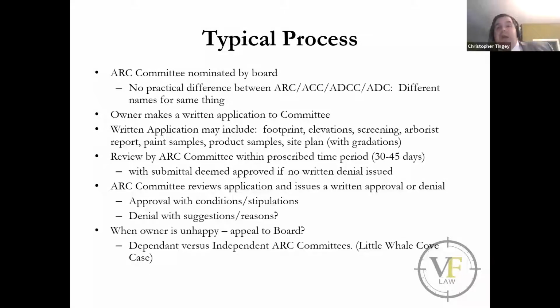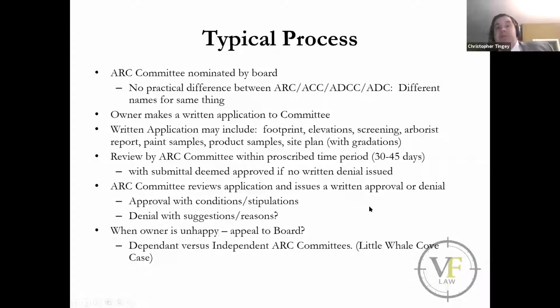But if you deny, you're always better off denying with some suggestions or reasons. Maybe it's we're denying because we don't think that it meets the aesthetic qualities of the community. The colors are too bright or too muted, whatever the case may be. The roof line is too high. The orientation of everything is the wrong direction, whatever.